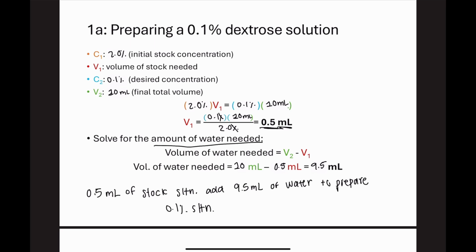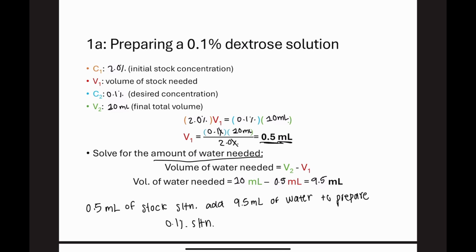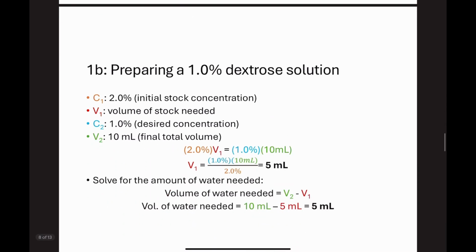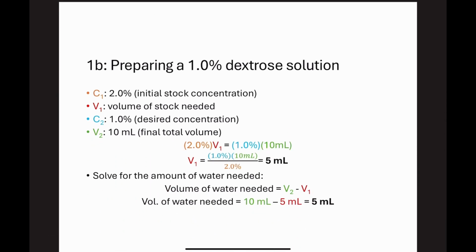So now we're going to build on this and look at how we can prepare other concentrations. For this specific example, the only thing that's going to change is that we now want to prepare a 1% dextrose solution. And when we plug in our numbers, we get that V1 is equal to 1% times 10 milliliters over 2%. And our final answer is 5 milliliters for V1. We still need to solve for the volume of water needed, and we also get 5 milliliters.